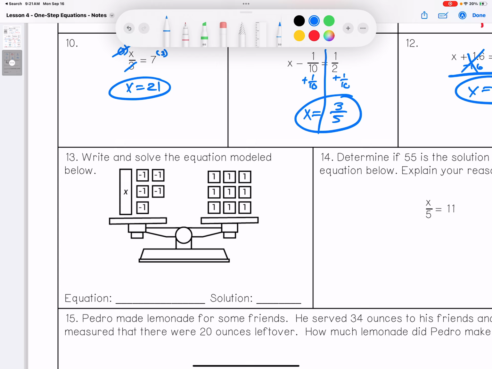All right, number 13, write and solve an equation for the model below. So let's figure this out. This is like the equal sign there, okay? So on this left side, we have an x. We have one of them. And then we have negative 5. On the other side, there are 9 of those things. How do we solve that? I'll write it right up here. We do the opposite of negative 5, which is to add 5 to both sides. And you get x equals 14.